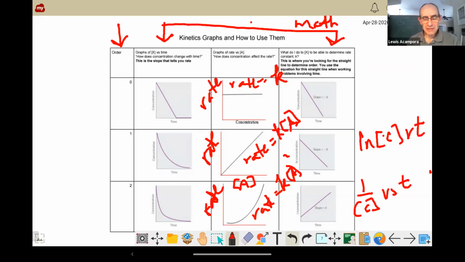And perhaps we should just comment that these graphs really refer only to decomposition reactions where there's only one reactant, or in more general reactions where one reactant is in very limited quantities and the other reactants are in large excess, because then it's the limiting reactant that will determine the kinetics of the reaction.